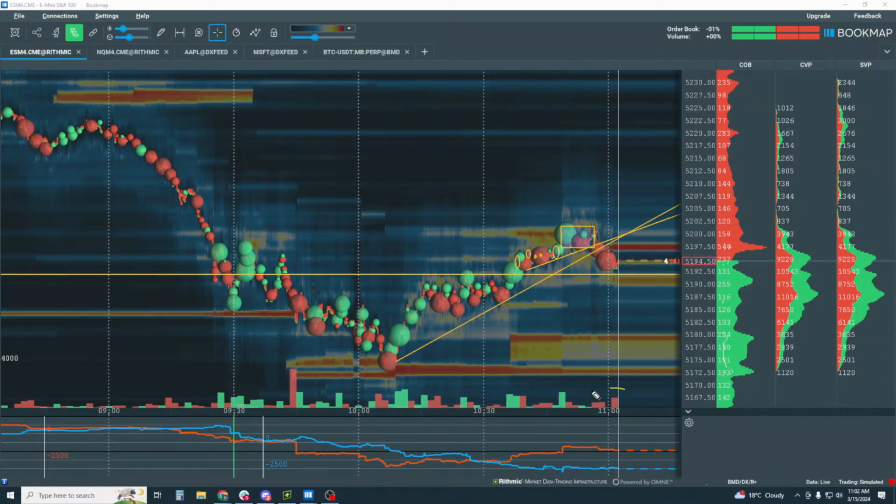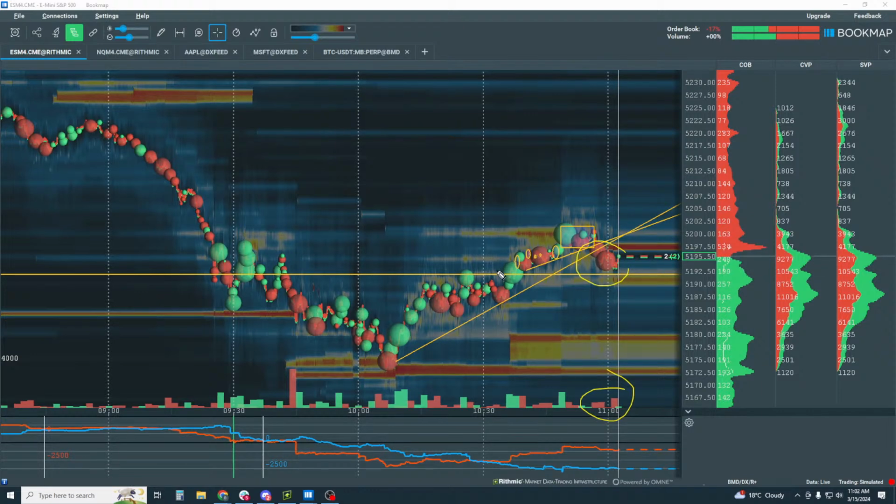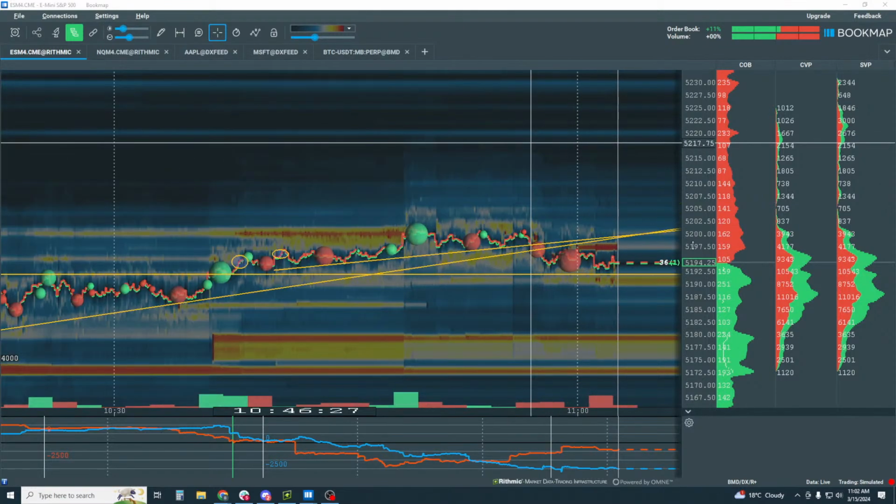Okay, selling starting to pick up. Okay, now is it going to be trap sellers? We don't know that yet. Or are these going to be trap buyers up here? We don't know that yet either. Okay, but we're looking for the follow through.